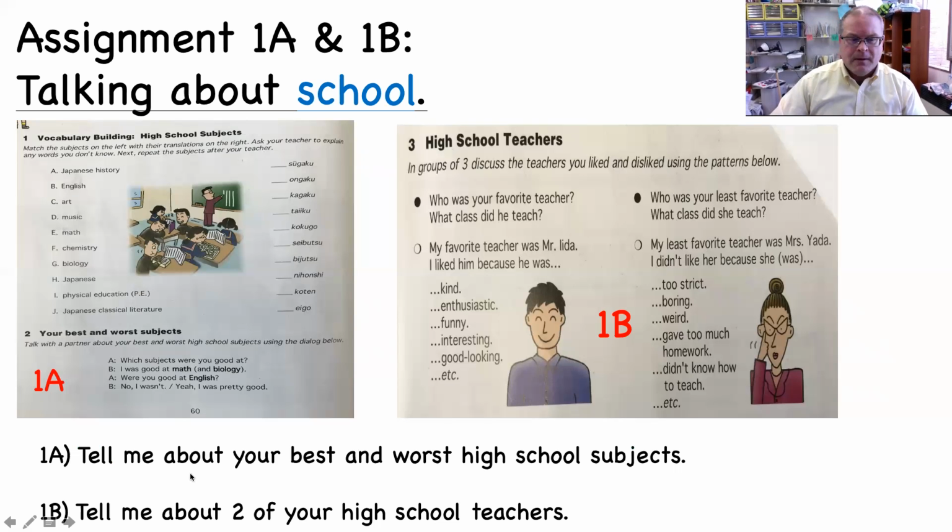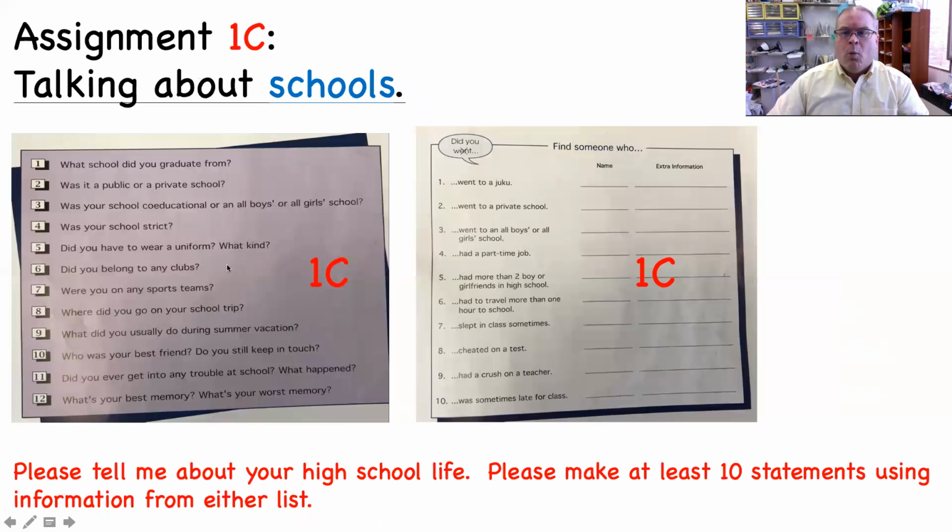Either is okay. Okay, next one, 1C, okay? Tell me about your high school life. Please make at least 10 statements using information from either list. You can go 5 and 5, 1 and 9. It doesn't matter. Please make 10 statements about your high school life.